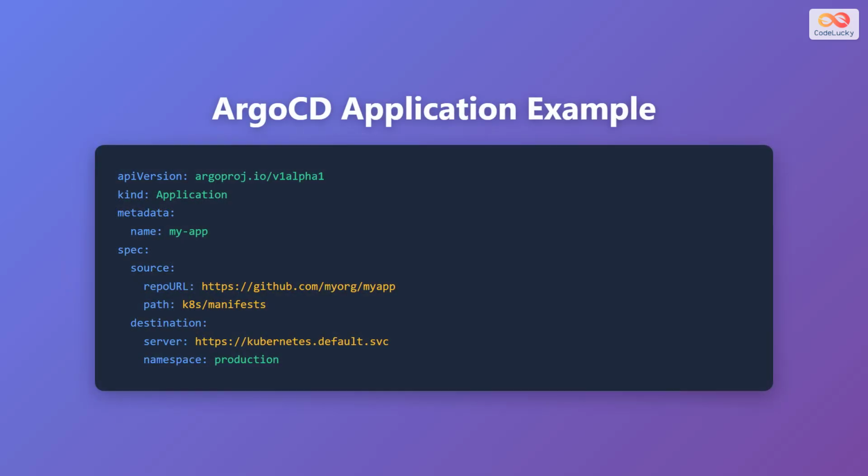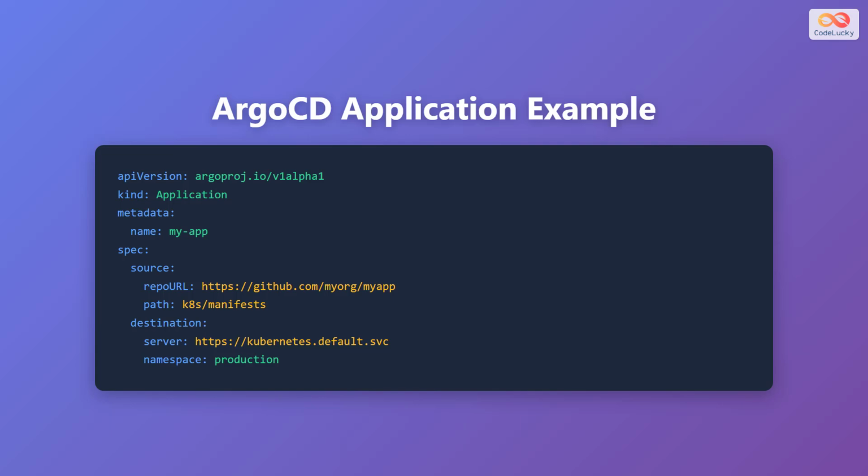Let's look at an example of an ArgoCD application resource. This is how you define an application in ArgoCD. The API version is argoproj.io/v1alpha1, and the kind is Application. In the metadata section, we give our application a name, in this case, my-app.